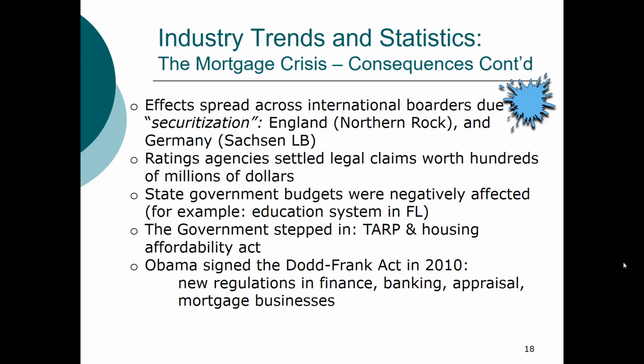Lastly, former President Obama signed the Dodd-Frank Act into law in 2010. This act created many new regulations in the finance, banking, appraisal, mortgage, and real estate sales industries, some of which we will discuss in later chapters. This law was supposed to eliminate the systemic risk in the financial markets and prevent another financial crisis from occurring. Today, many of the provisions of the act are still in place.